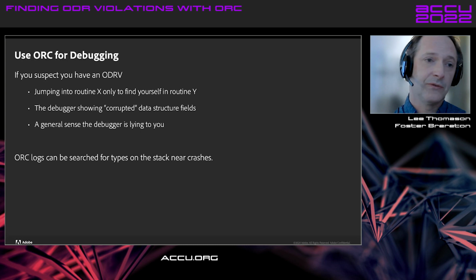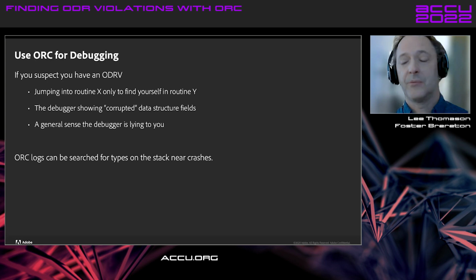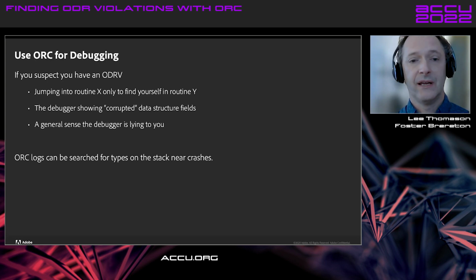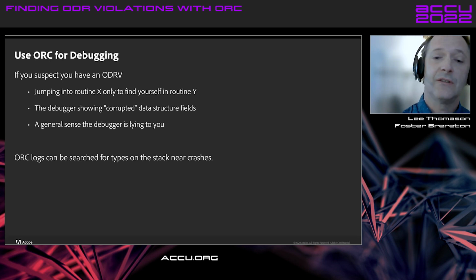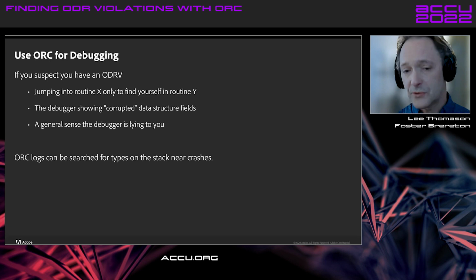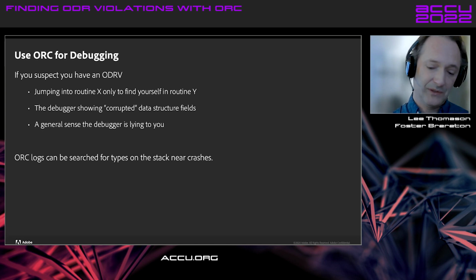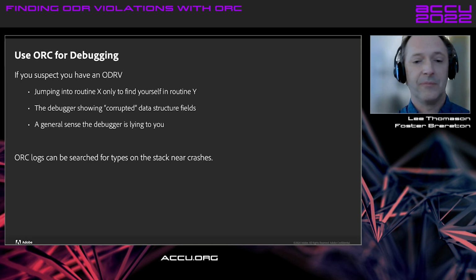Another very useful way to use ORC is if you have an ODRV, the kind of problems that Foster mentioned earlier. Rather than trying to solve those in your debugger, which can be very, very difficult, it's often much easier to just run ORC over it, look through the ORC logs and search for types that you see near crashes. When you see a crash on the stack, just search for that in the ORC log to find the ODRV that might be causing it. That seems a sort of simple and even trite way to debug, but it's often much, much more effective than dragging through ODRVs with your debugger. So it can be a great tool for debugging. Next slide.